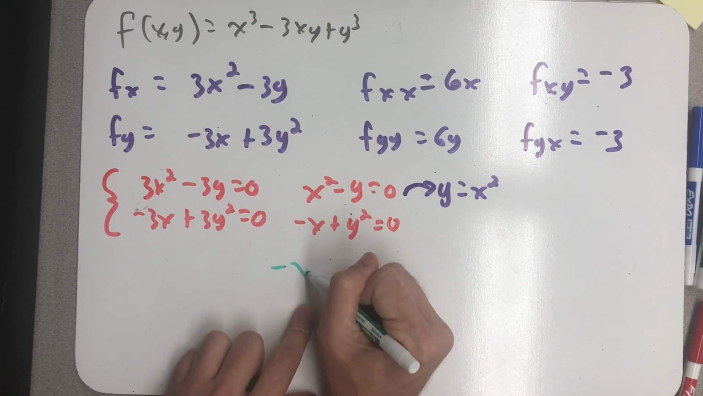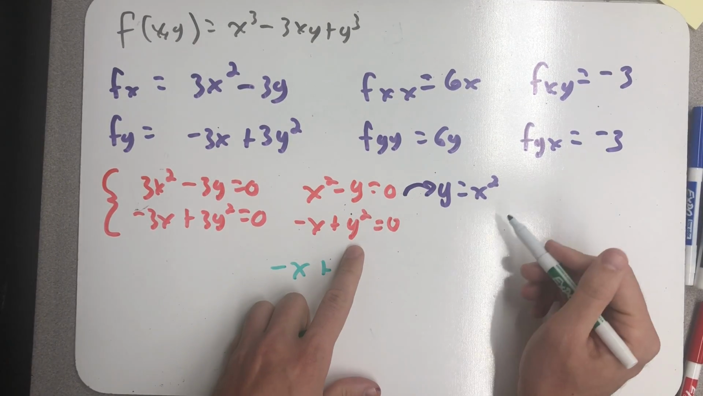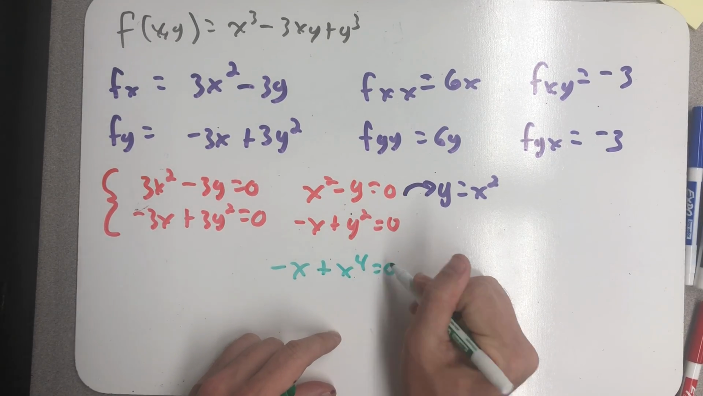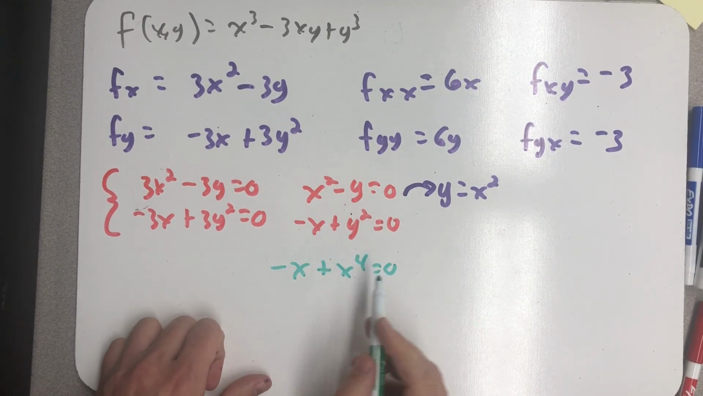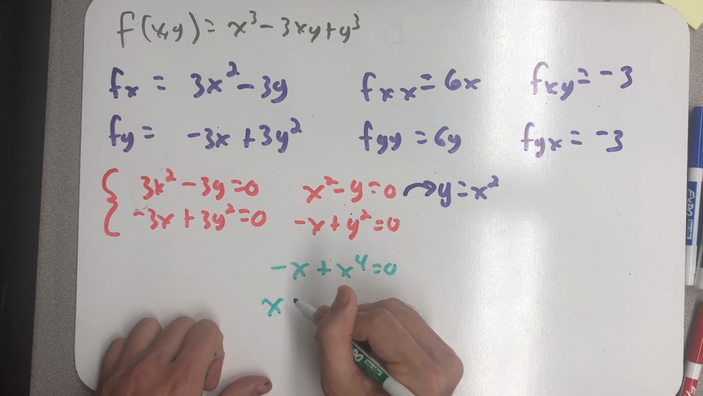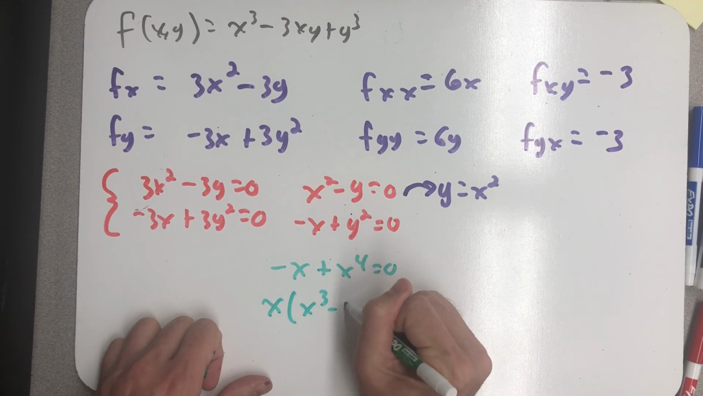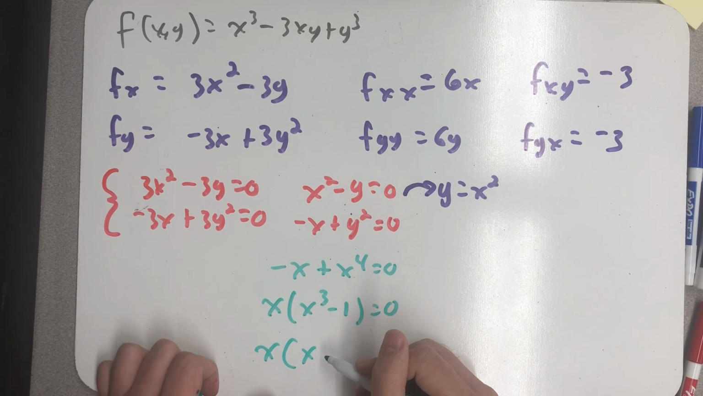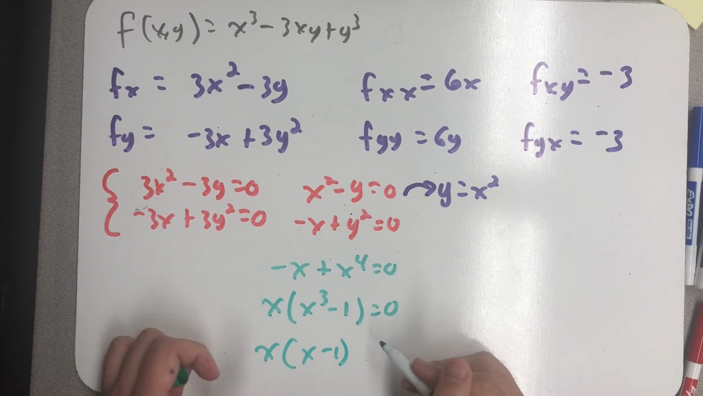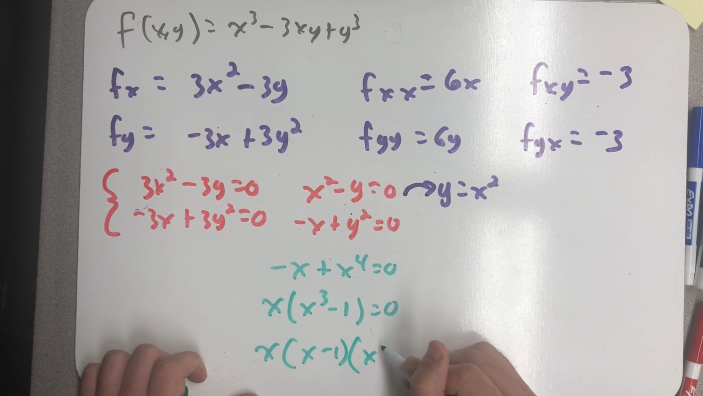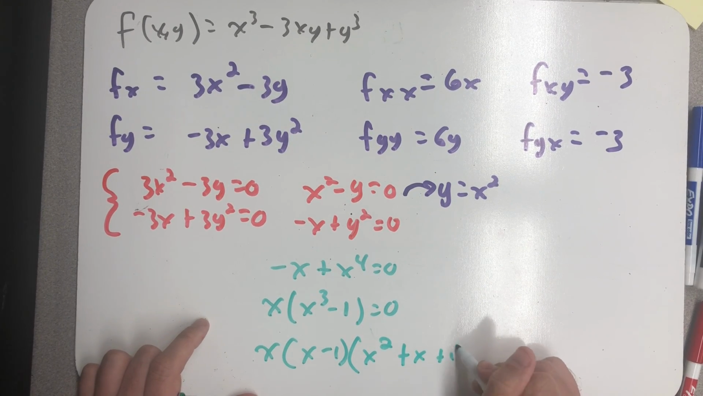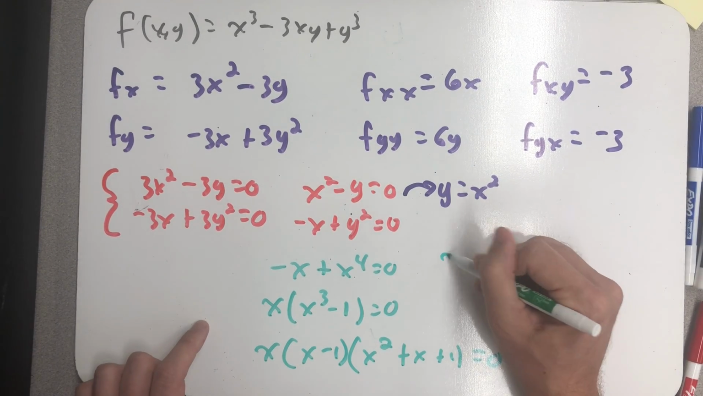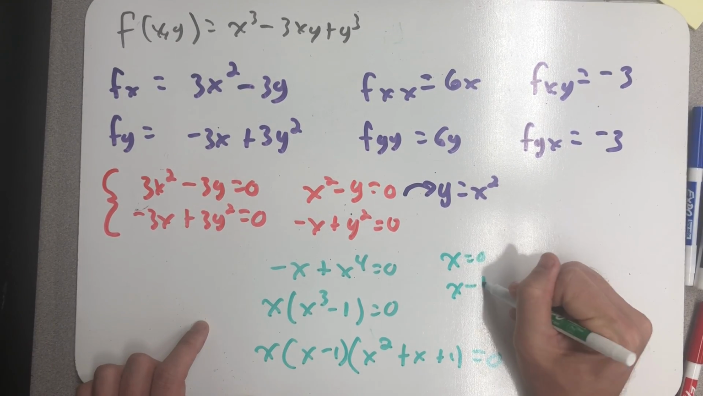So I would have minus x plus, well, if I plug in x squared and then square it, that'll be an x to the 4th. Well, I'm going to imagine factoring out an x. That would leave me with an x cubed minus 1. I can factor that using the difference of cubes formula. This gives me two real zeros, x equals 0 and x equals 1.